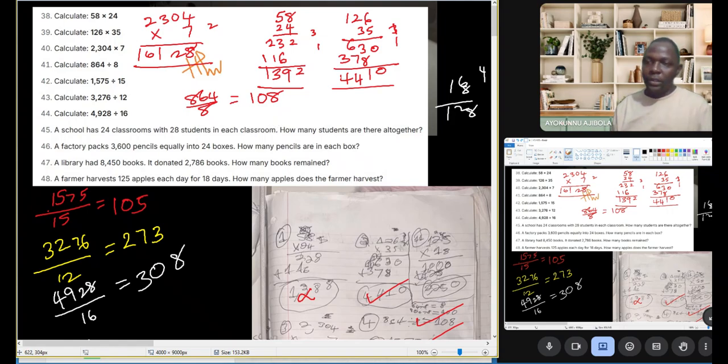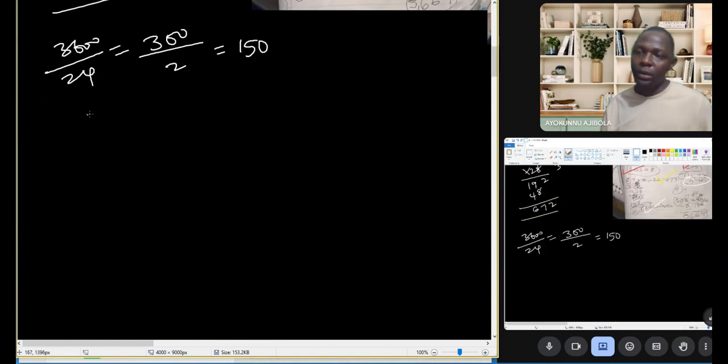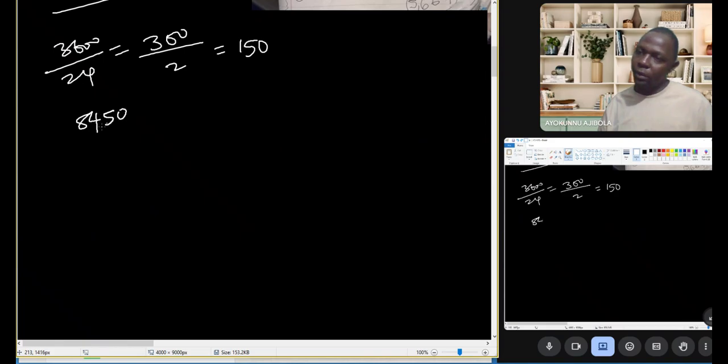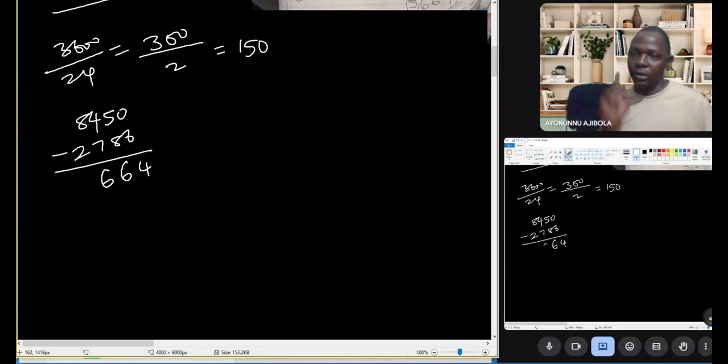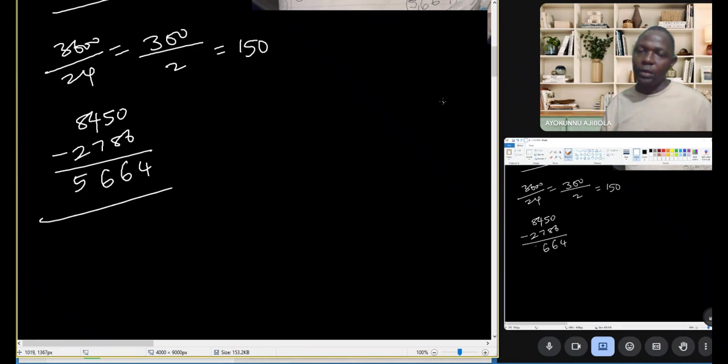I did something wrong for that one, and then I was confused. Okay, a library has 8,450 books. It donated 2,786 books. I mean, it's subtraction. 8,450 minus 2,786. So this is 4, this is 14 minus this, and this is 13 minus this, and this is 7 minus this. 5, 6 is 4, right? Yeah, you got the answer.